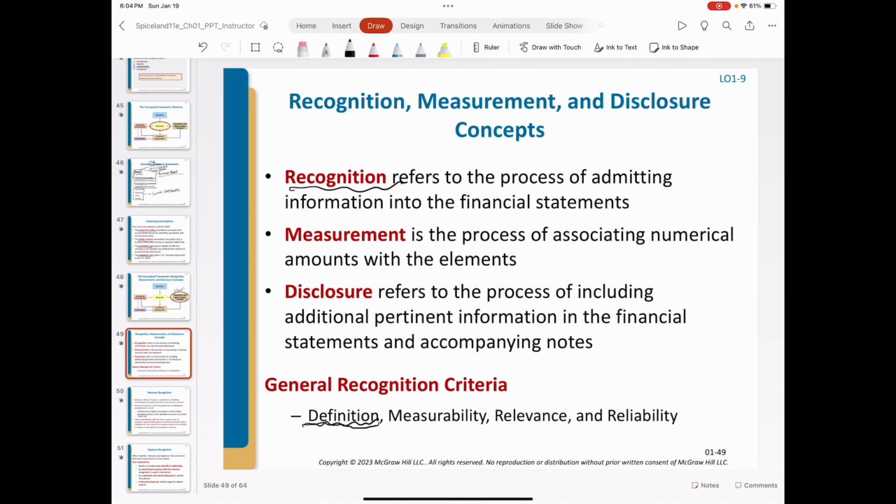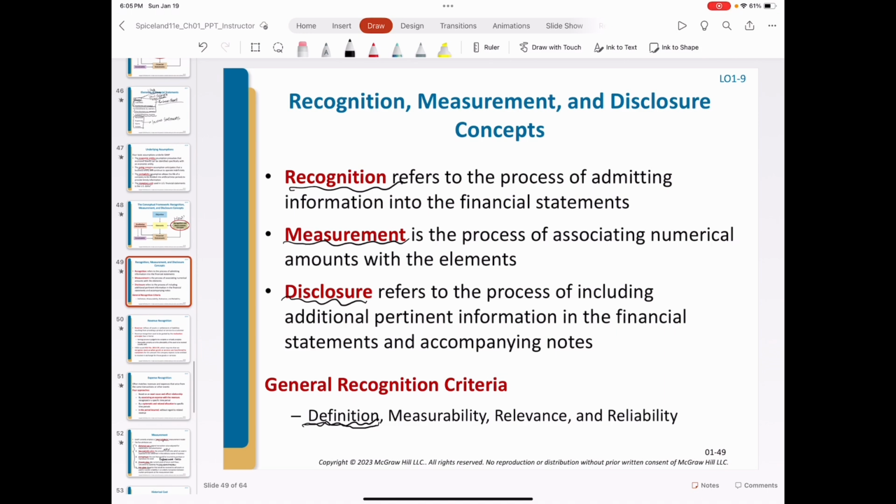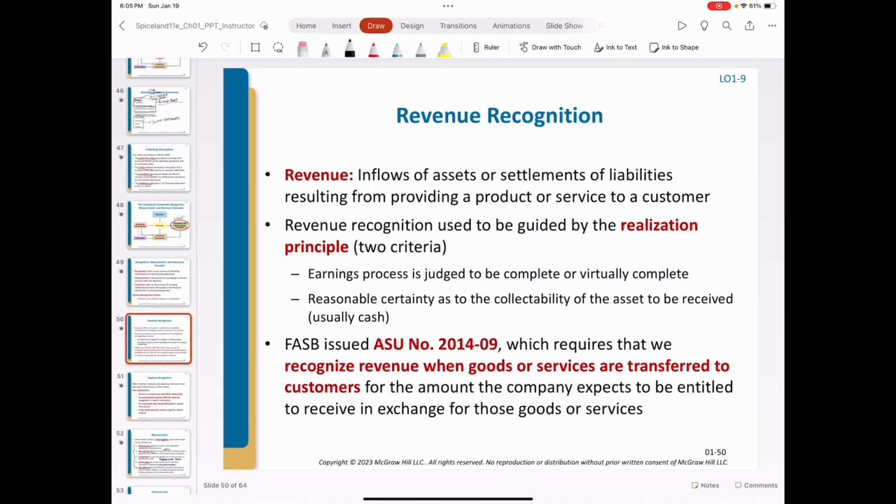The next is measurement. The information must be measurable. So it is the process of associating numerical amounts with elements. Finally, we need to use the numbers to record the transaction. Disclose means how to report the information, in what format, to communicate the information to the financial statement users. All three are about methodologies. They answer the question how.